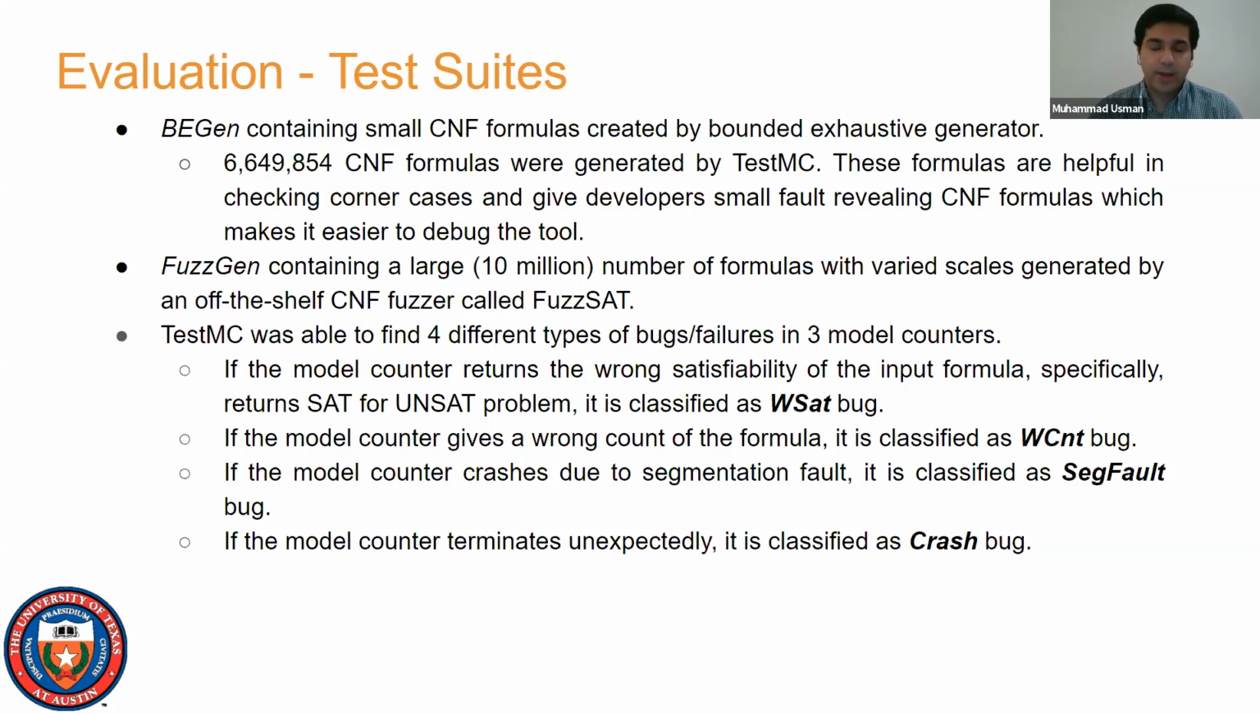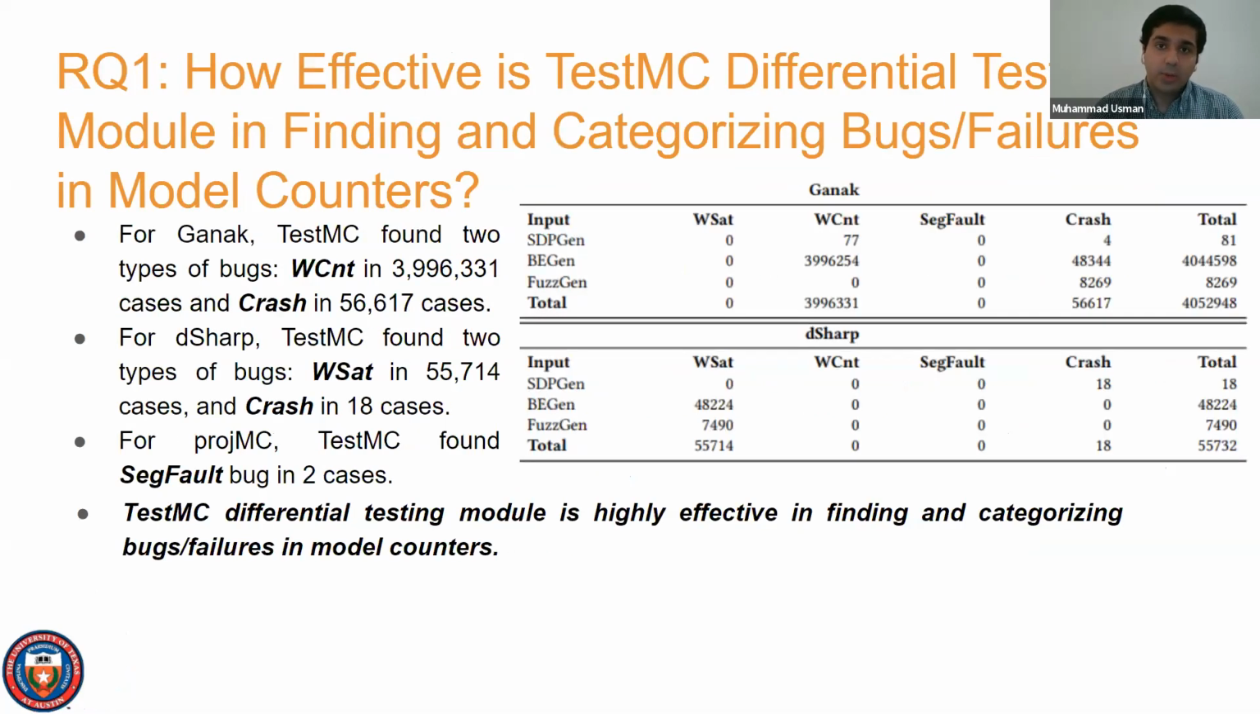TestMC is able to find 4 different types of bugs. WSAT bug is when a model counter returns a satisfiable solution for an unsatisfiable problem. WCount is when the projected model count is wrong. Seg fault is when the model counter experiences a segmentation fault, whereas a crash bug is when it terminates unexpectedly. We evaluate our test tool using 3 different research questions. The first one is about the effectiveness of the differential testing module.